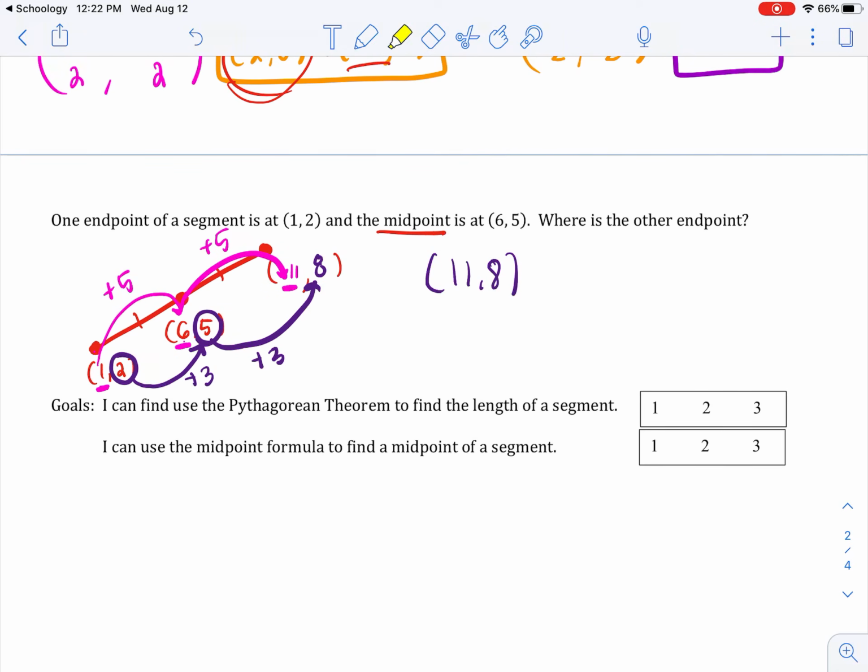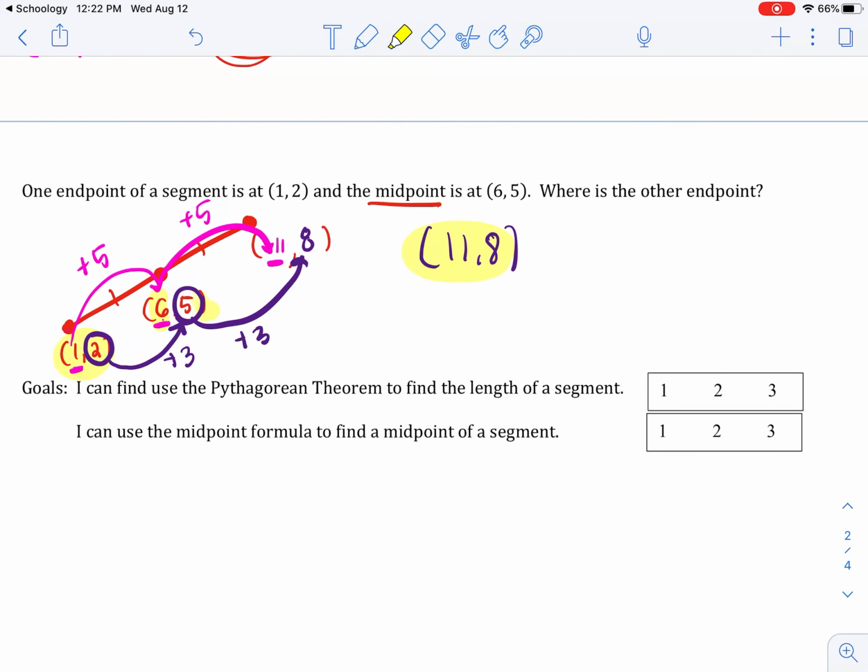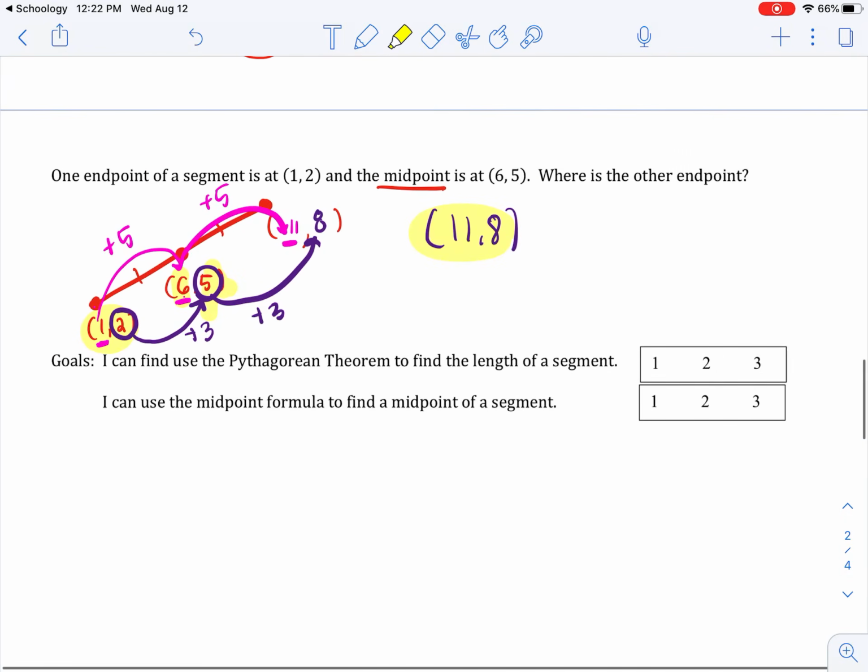Okay? If I was not sure if I was right, I could always check. I can say this is an endpoint and this is an endpoint, right? 1 plus 11 divided by 2. What's 12 divided by 2? 6. 2 plus 8. What's 2 plus 8? 10. Divided by 2, 5. So I know I did it right.